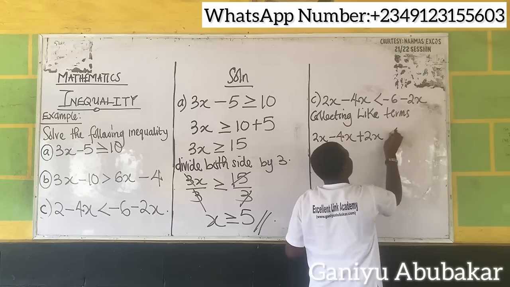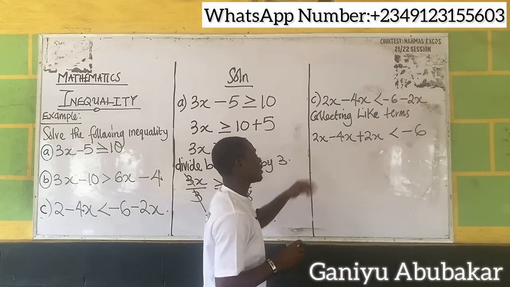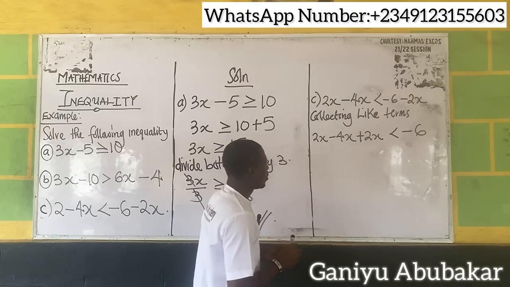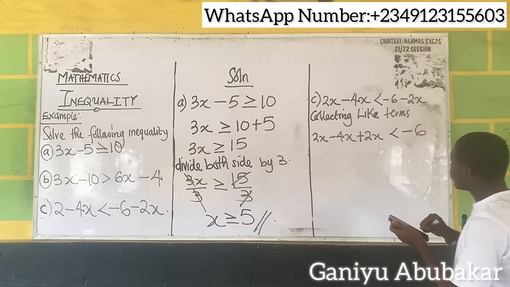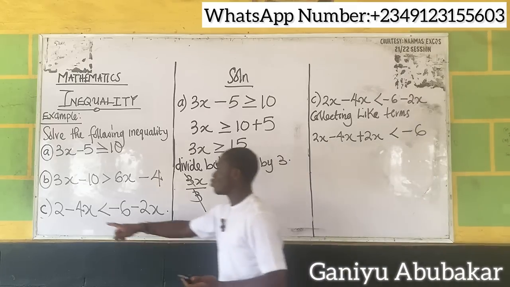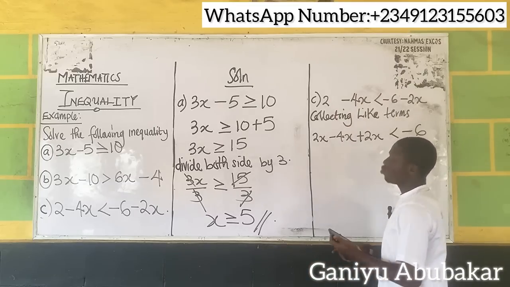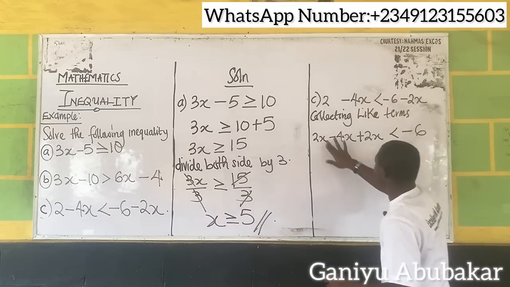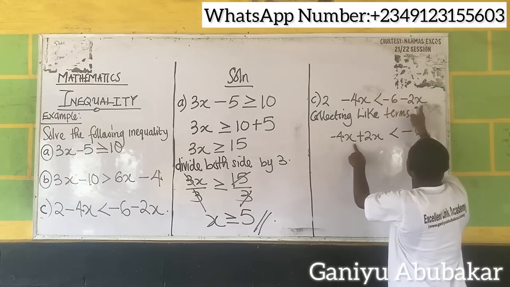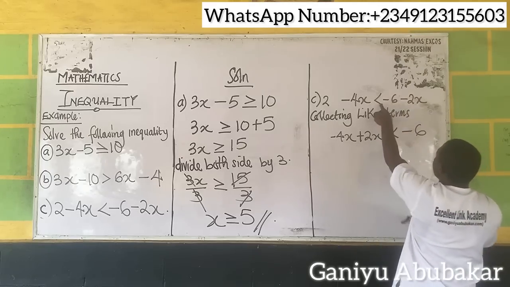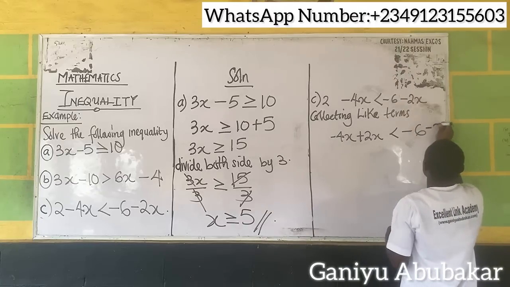I have this symbol here, less than, then minus 6. Next task here: sorry, it is 2, not 2x. So we expect that I'll have negative 4x, this one becomes positive 2x, then this symbol here, minus 6. This one becomes what there? A negative 2, minus 2.